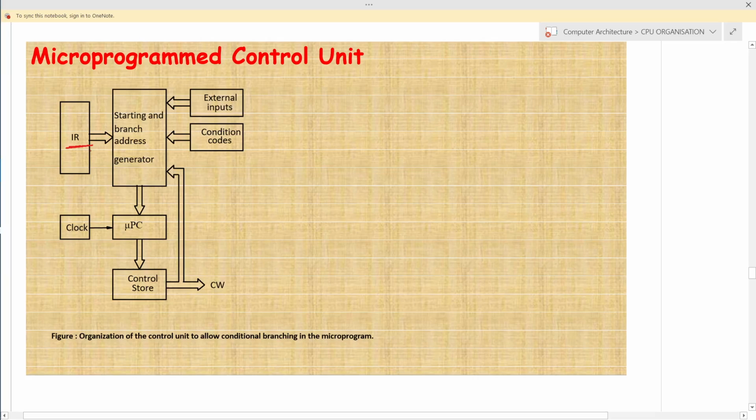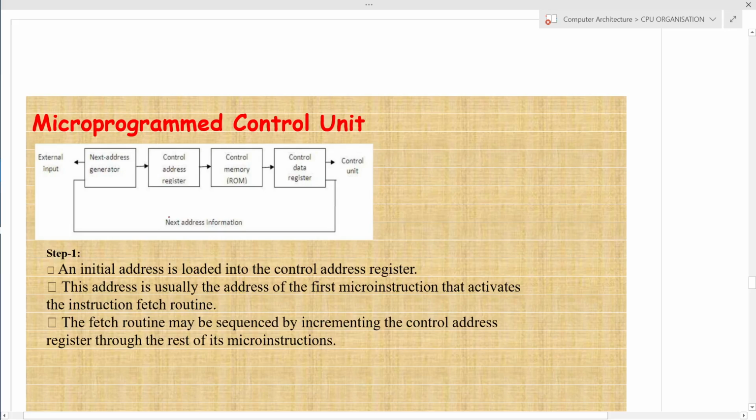So this identifies which action is to be done first, and which action is to be done next. In a microprogram control unit, an initial address is loaded into the control address register. This address is usually the address of the first microinstruction that activates the instruction fetch routine. The fetch routine may be sequenced by incrementing the control address register through the rest of the microinstructions.